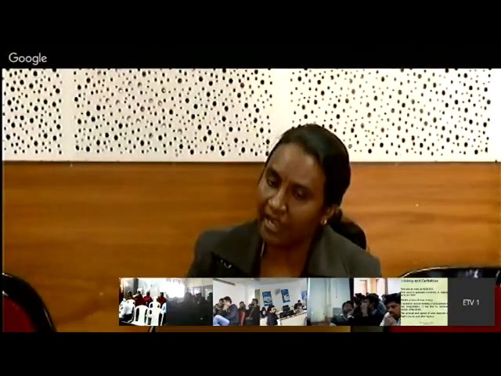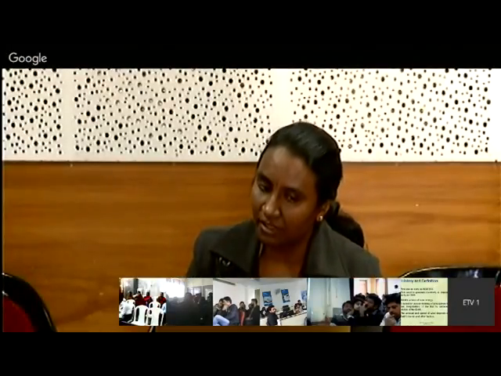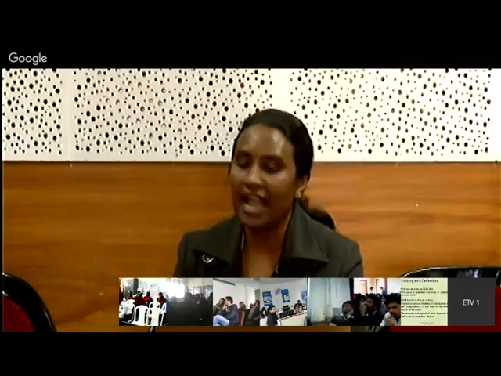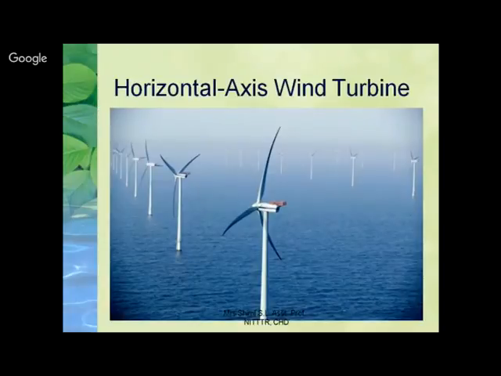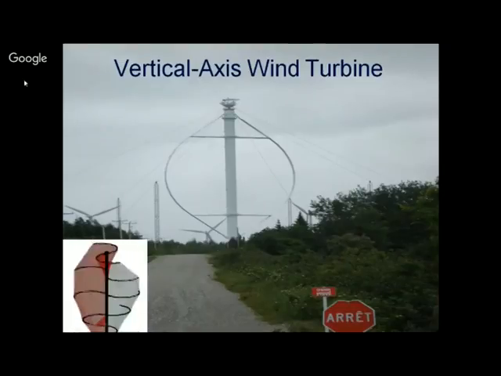It is caused by uneven heating of the atmosphere by the sun, irregularity of Earth's surface, and rotation of the Earth. All these things are causing the wind, and the speed of wind depends on the Earth's terrain and other factors. There are two types mainly. If you classify the wind turbines, they may be horizontal axis or vertical axis. The horizontal axis you can see now. This is the horizontal axis, and this is the vertical axis.